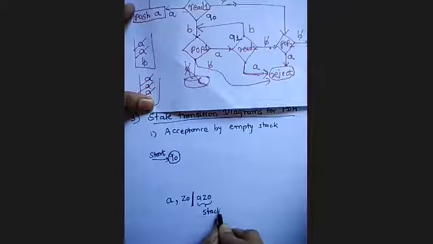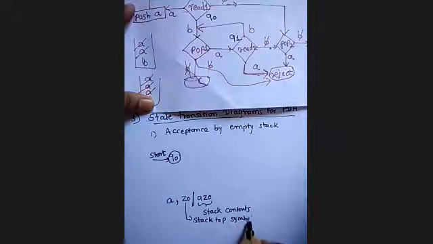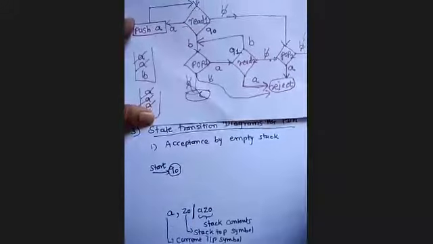Note this down. We have to label each edge this way, from one state to another state. Whenever there is a transition, this indicates the stack content after the slash. This indicates the stack top symbol. And this indicates the current input symbol. Current input symbol. Okay, so for this, let us draw the diagram.